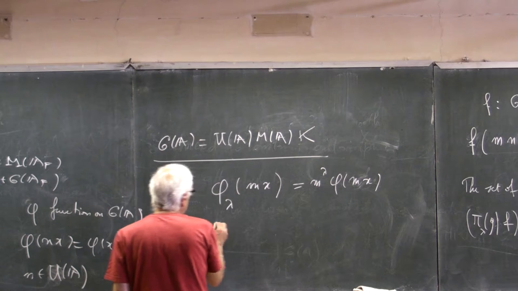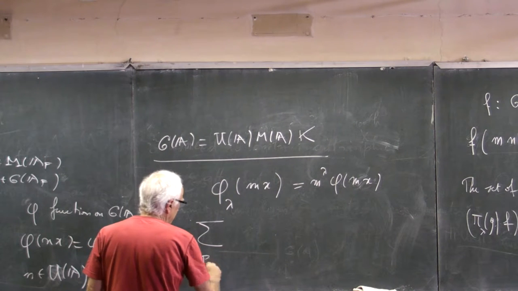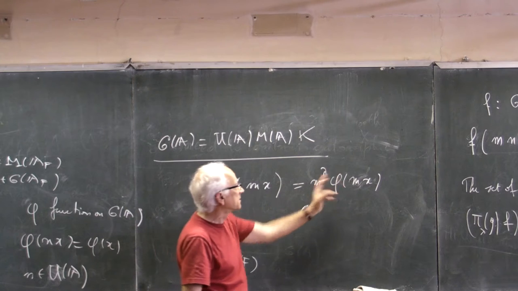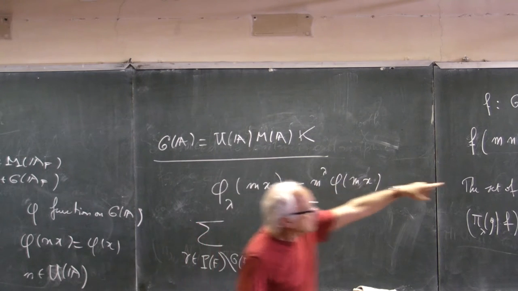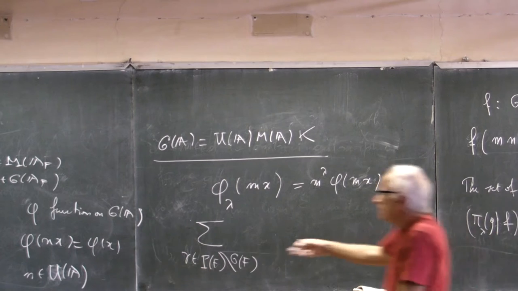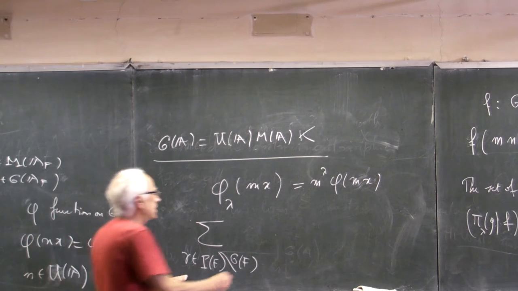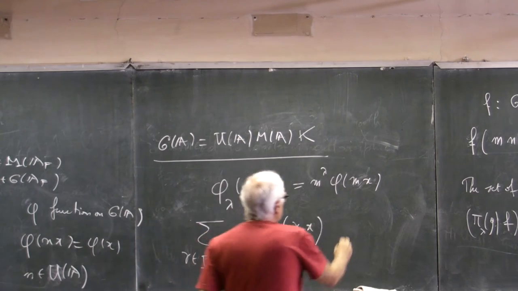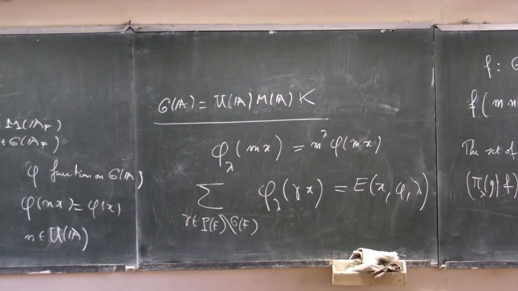Now, for the final lambda, I can construct the series from gamma in P of F divided by P of F. This is an automorphic function, so this is invariant by M of F on the left. This is also trivial on M of F, so this makes sense. And it's also constant on U, not only on U of F, but on U of A complete. So you can make this series, phi lambda of gamma x, and this is what is called E of x, phi and lambda. This is an Eisenstein series.